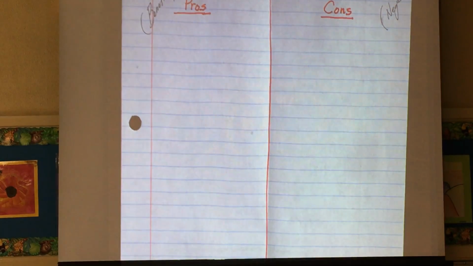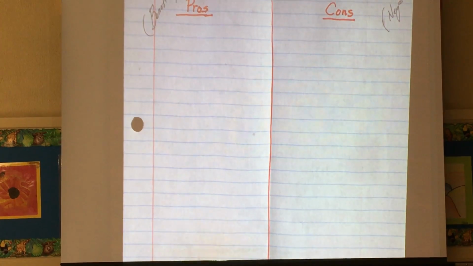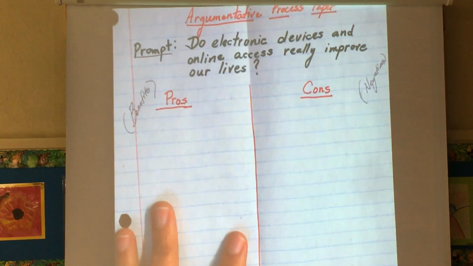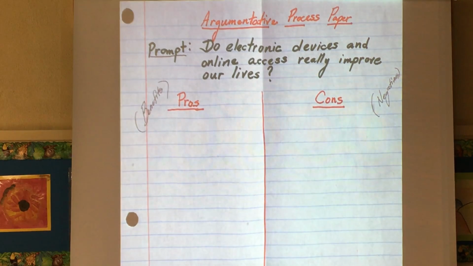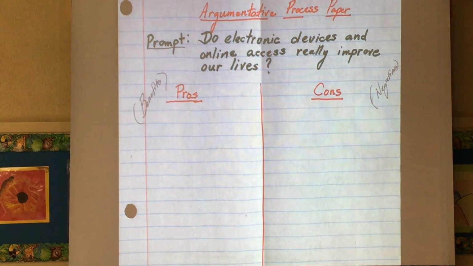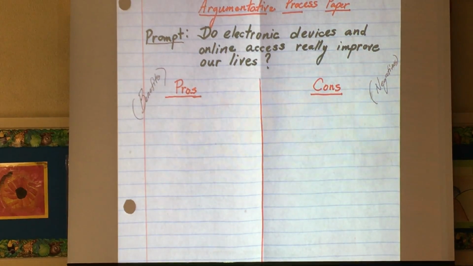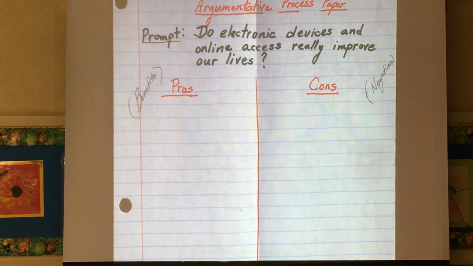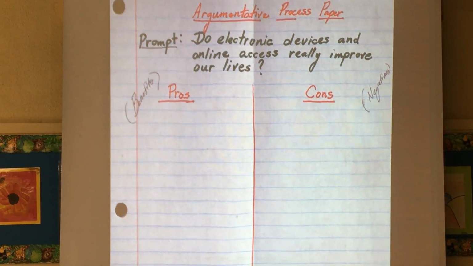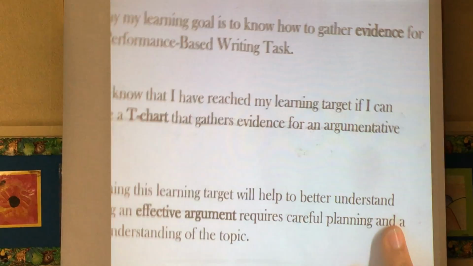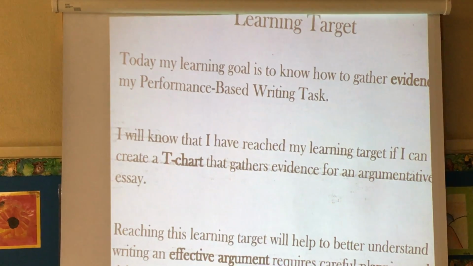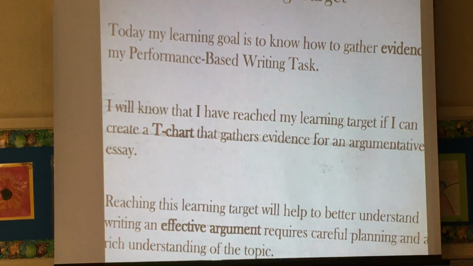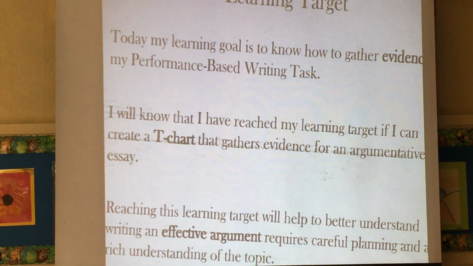So we started our learning target. We will reach this learning target tomorrow, and I will have another lesson where I continue to show how to gather evidence to support your claim based on this learning target again, so that I can write an effective argument. It'll turn into an argumentative essay.